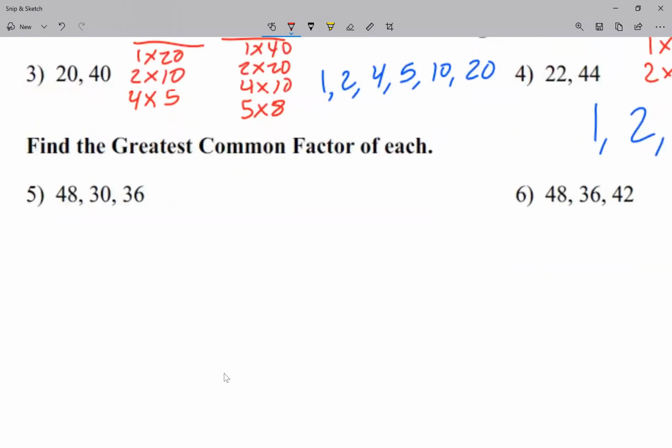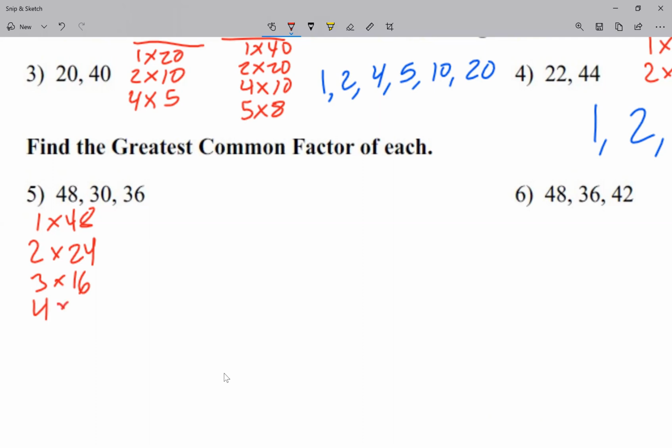First, let me find out the factors of 48. Remember, the way I'm going to do this, I'm going to go 1 times 48. After 1 is 2. Can I go 2 times something? Yeah, I can go 2 times 24. Can I do 3? All right, 3 times something equals 48. Yeah, 3 times 16. How about 4? Notice on my list on the left, I'm increasing by 1. 1, 2, 3, 4. Can I go 4 times something?